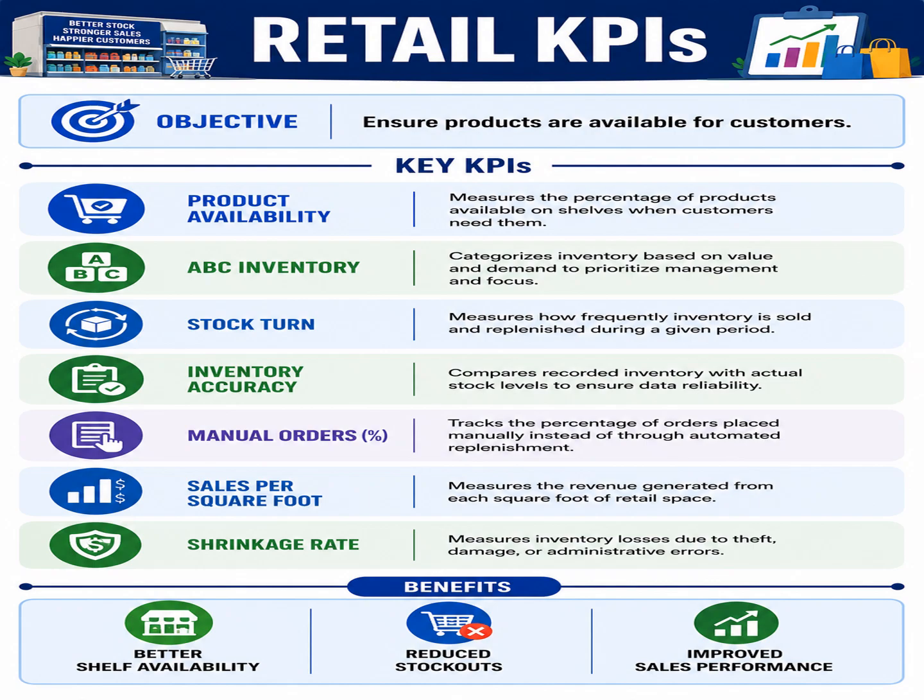Important retail KPIs include product availability, ABC inventory classification, stock turn, inventory accuracy, manual orders %, sales per square foot, and shrinkage rate. Monitoring these KPIs enables retailers to improve shelf availability, reduce stockouts, optimize inventory investment, minimize inventory losses, increase operational efficiency, and enhance overall sales performance and customer satisfaction.